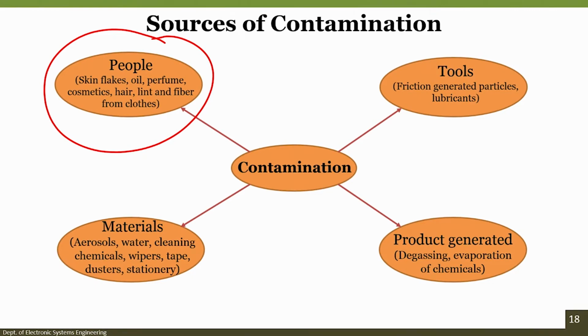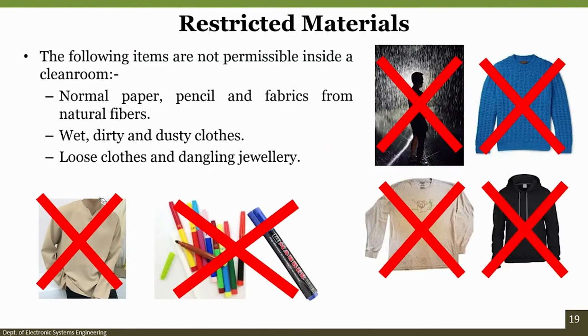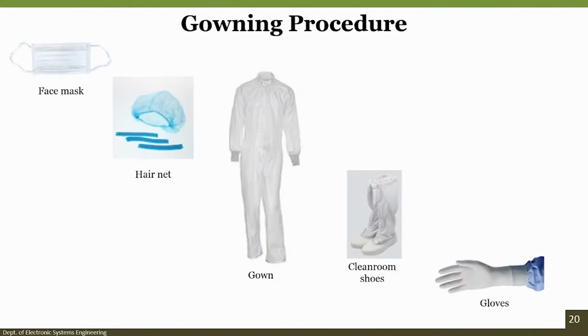Finally, the tools generate particles and lubricants because of friction, and finally the people that are working inside the clean room, because of the oil, perfume, cosmetics, hair, lint and fiber from clothes. These all are the sources of contamination inside the clean room. So as I told you earlier, the restricted materials within the clean room are right from the paper, pencil, fabrics, wet and dirty clothes, loose clothes, dangling jewelry, everything is not allowed within the clean room.